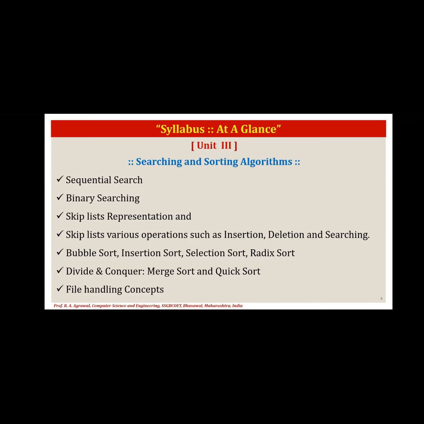So unit number 3 is divided into 2 parts. The first one is searching and the second one is sorting. In searching we will be differentiating between 2 techniques: sequential search and binary search. And in sorting, we will study various sorting algorithms such as bubble sort, insertion sort, selection sort, radix sort, merge sort, and quick sort. And then in the last, there is one small concept: what is file handling, what is a file, how to add a record, and how to handle a file at runtime. We'll study that. Is it clear? Unit number 3.